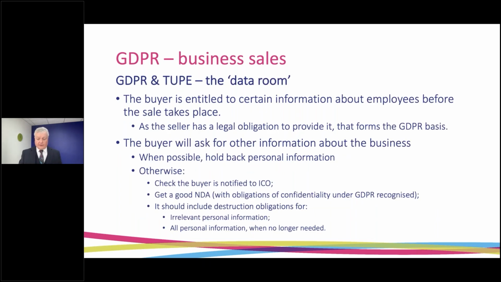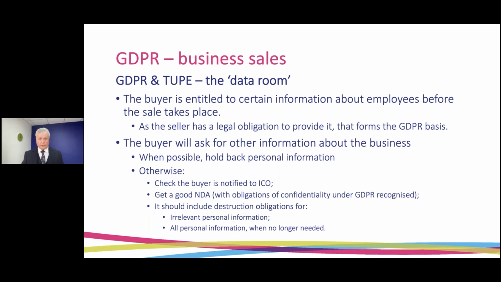And some of that also applies in advance when you're negotiating the sale, when the buyer is doing their due diligence. In particular, employee information is something you are going to have to supply to the buyer. There is certain information that under TUPE you have to supply to a buyer in anticipation of a business sale. And the fact that you've got a legal obligation to provide it means that you are authorized to do so under GDPR. The buyer will ask for other information about the business. Now, of course, there's going to be a commercial imperative in not providing information to them that you want to sell to them. You don't want to give away stuff that you want them to pay for.